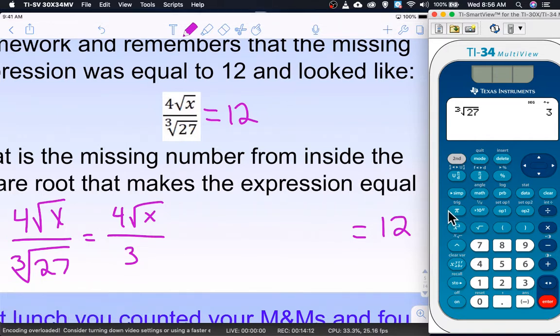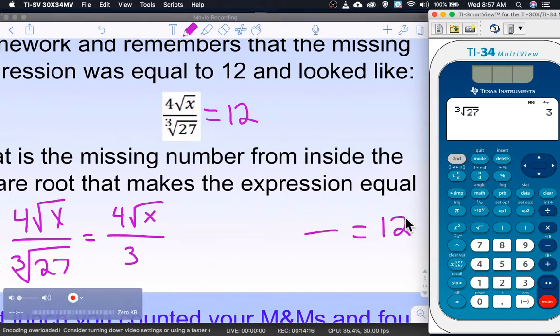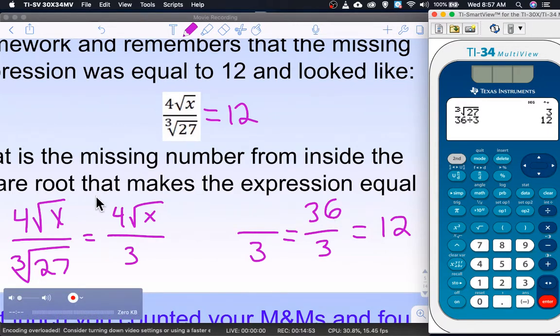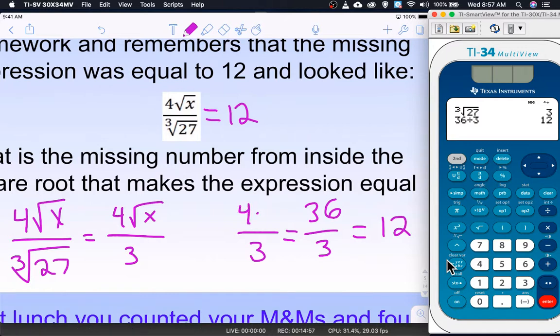Now I'm looking at this expression here. Eventually I'm going to divide by 3. So what would this top part need to be? If I take this thing, divide by 3, I get 12. Something divided by 3 is 12, and that's 36. 36 divided by 3 is 12. And that 36 is going to be 4 times something. 4 times what is 36? Dig in your brain, 4 times 9 is 36.